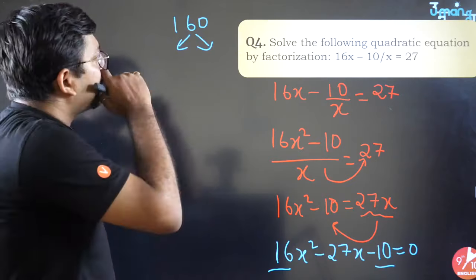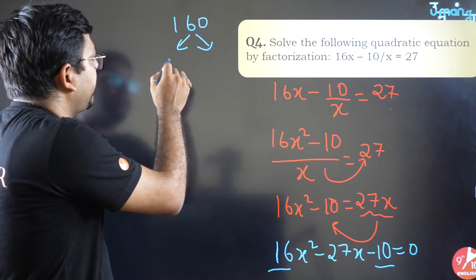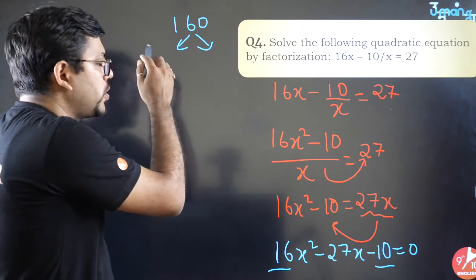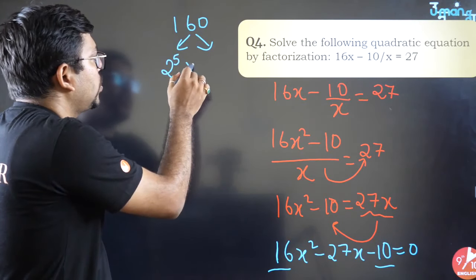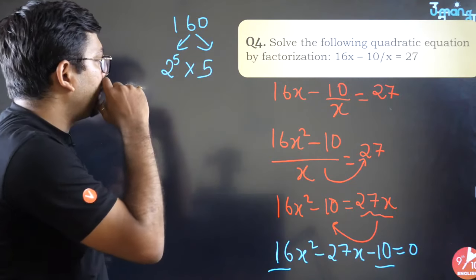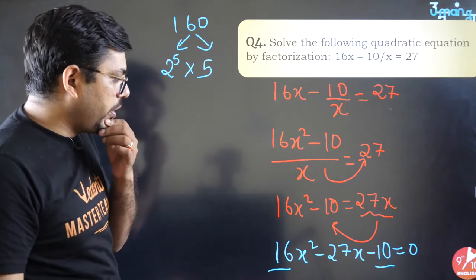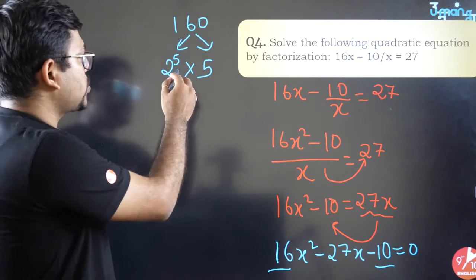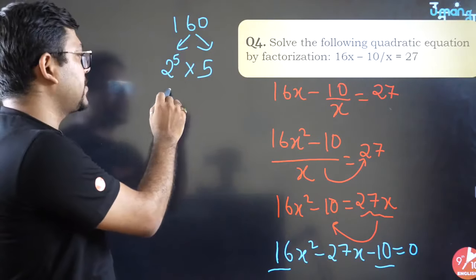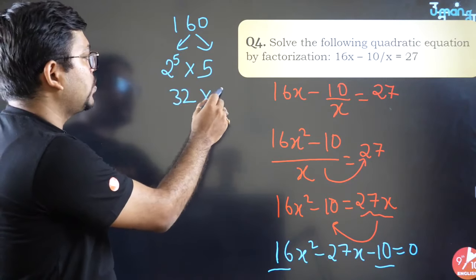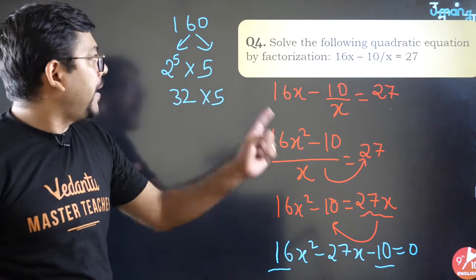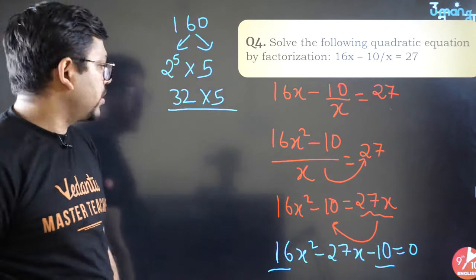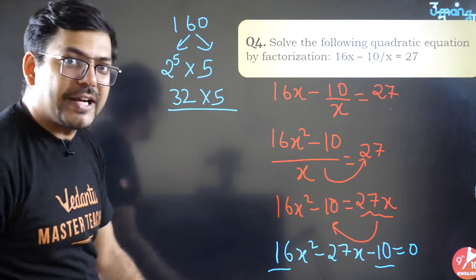Okay, so probably if I do the prime factorization, it's like 8 into 20 and then still 4, so it's 2 raised to power 5 into 5, 32 into 5. Yeah, 32 and 5 will give me minus 27. See here, this is 2 raised to power 5. I did the prime factorization, just simple. This 2 raised to power 5 is 32, and 32 into 5 will give me my 160. Using 32 and 5, can I get minus 27? Yes, I can get it. Minus 32 plus 5. That's simple.